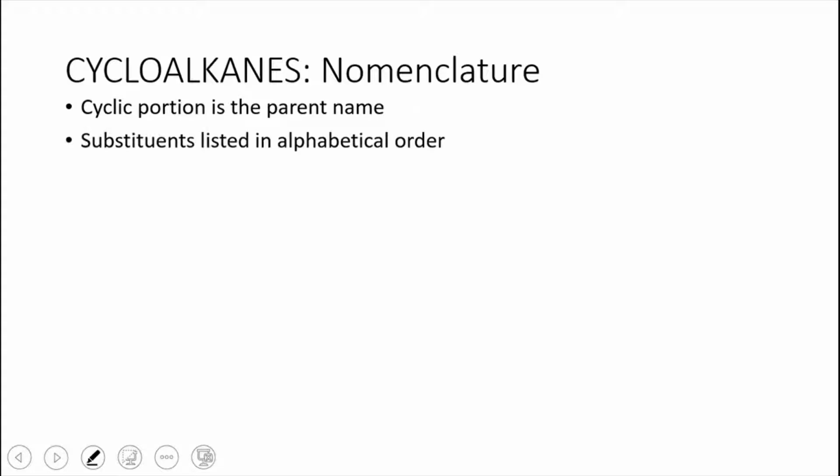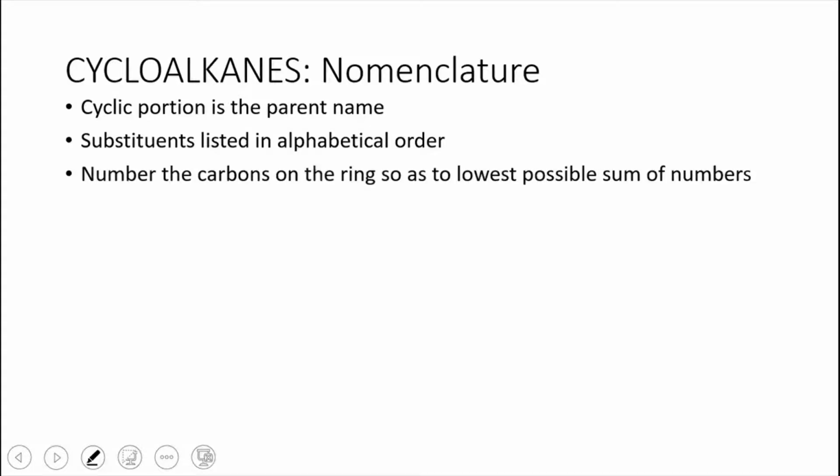Now, in terms of nomenclature, we also have a set of rules similar to the ones that we had for regular alkanes. We're going to use the cyclic portion of the compound as the parent name. The substituents, again, are going to be listed in alphabetical order. And they're going to be assigned position numbers where necessary, but we're going to number the carbons on the ring so as to get the lowest possible sum of numbers.